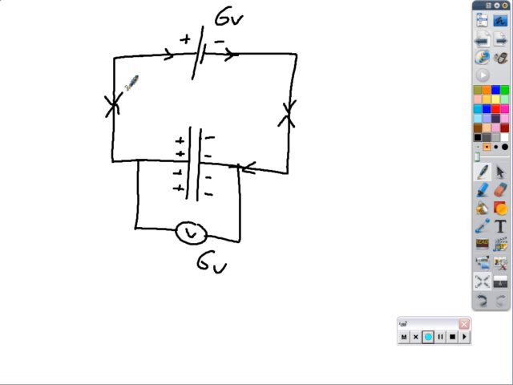Batteries are DC. They are direct current. Now, what does DC mean? Not what does it stand for, because it stands for direct current. But what does that mean about the flow?